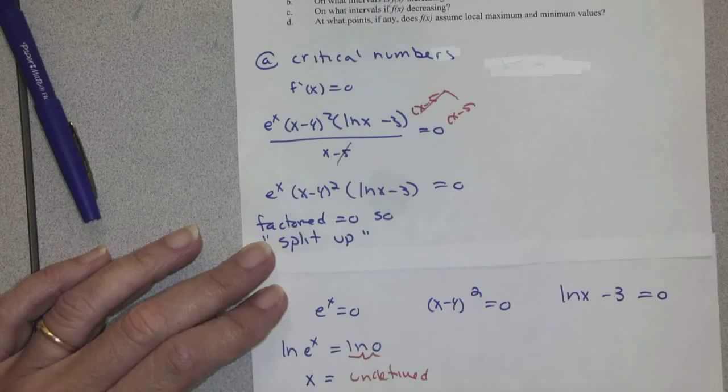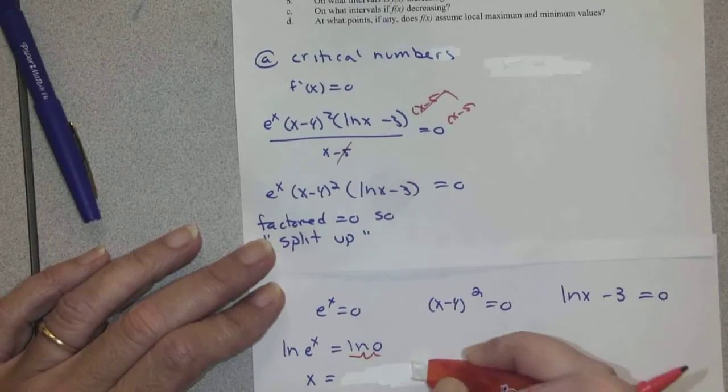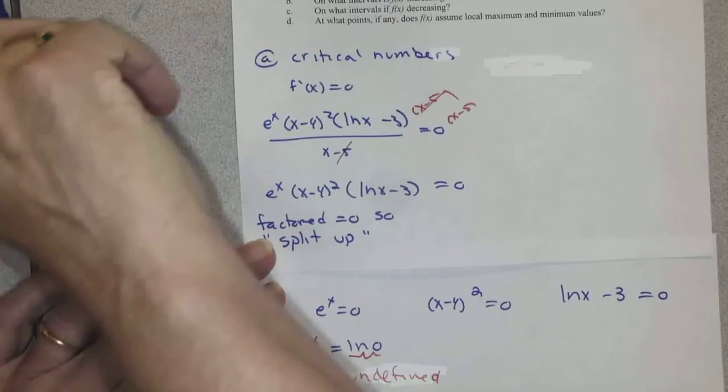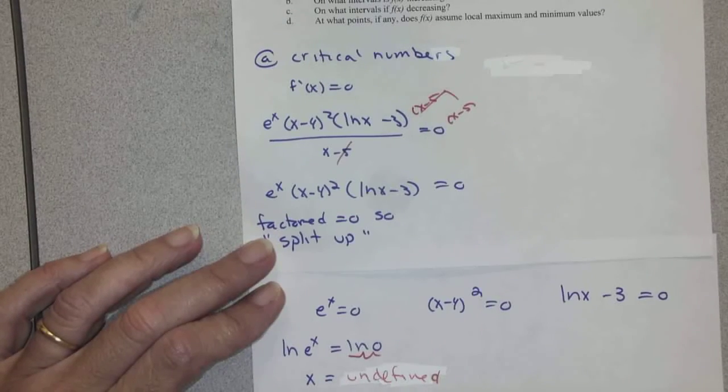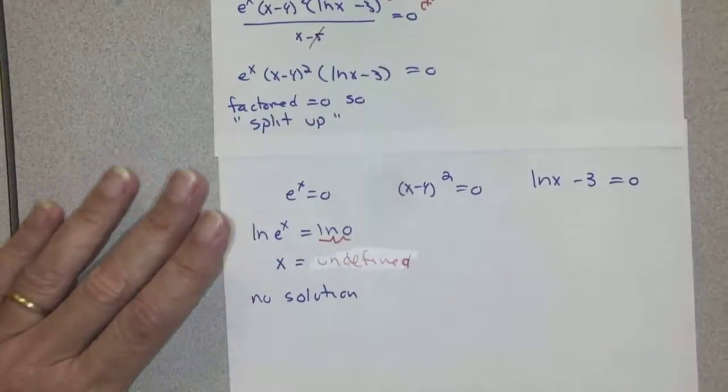If you forget, ask your calculator. Make sure your calculator, it wouldn't matter in this case, but in general, make sure your calculator is set for real numbers. Natural log of 0 is undefined, so there's no solution here. It's not that we did anything wrong, just that it didn't come up with a solution.